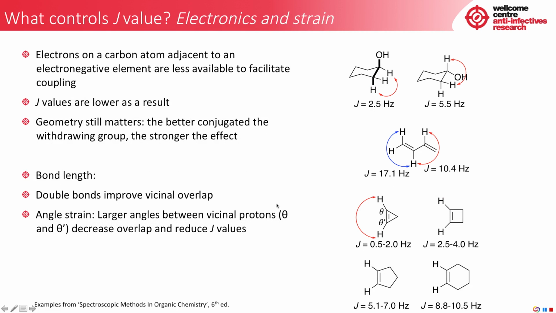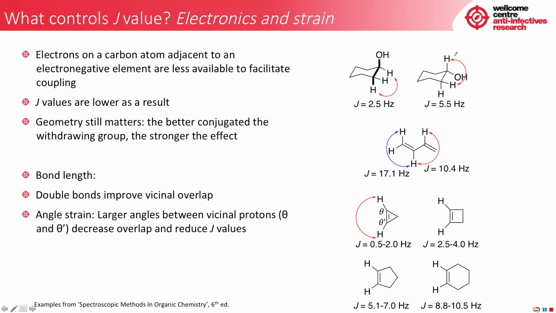Electrons on a carbon adjacent to an electronegative element are pulled in closer and they're less available to facilitate coupling. This results in lower J values. So here we have the good overlap between this oxygen and this carbon hydrogen, and as a result, it really inhibits the coupling and you end up with a low J value between these two.